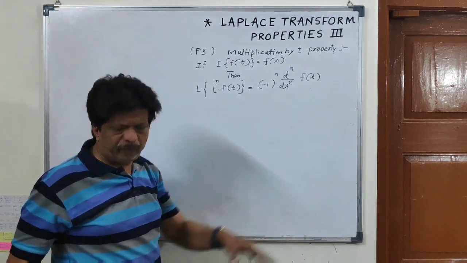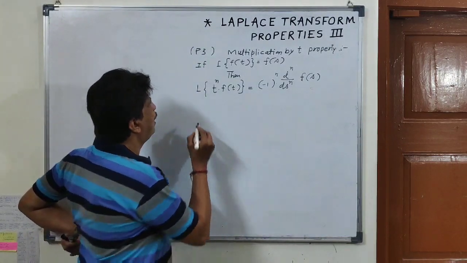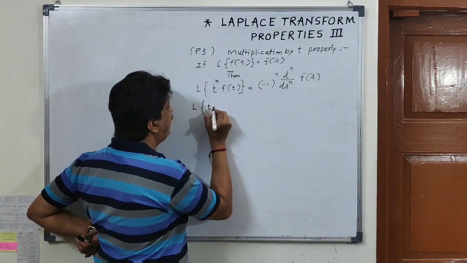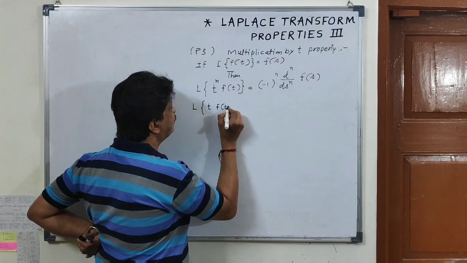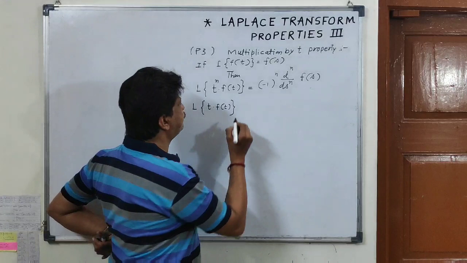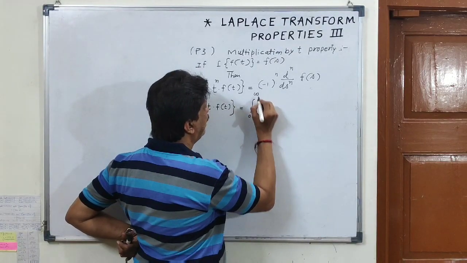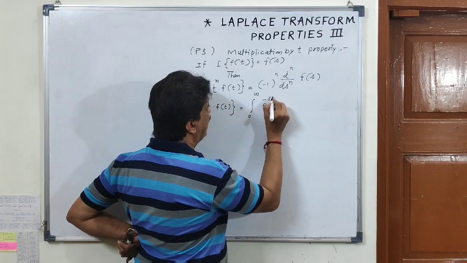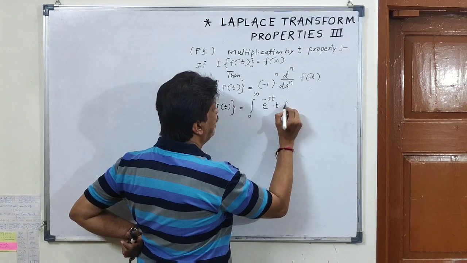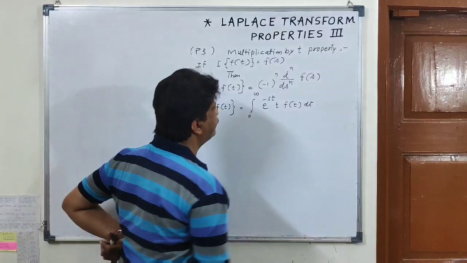So for n equal to 1, I will be proving this. Laplace transform of t into f of t. What is the definition? Integral 0 to infinity e raised to power minus st into t into f of t dt.